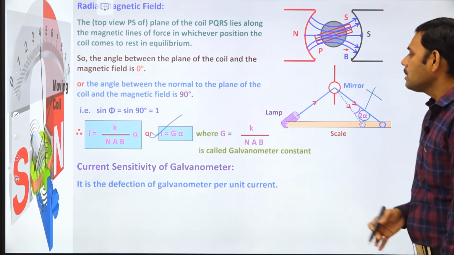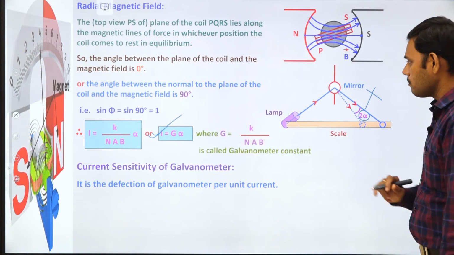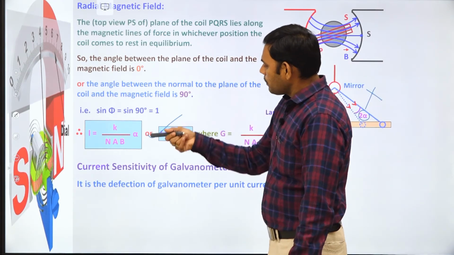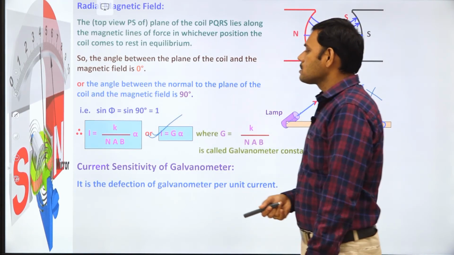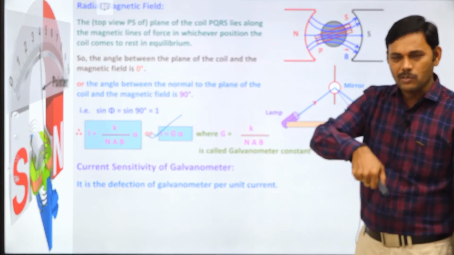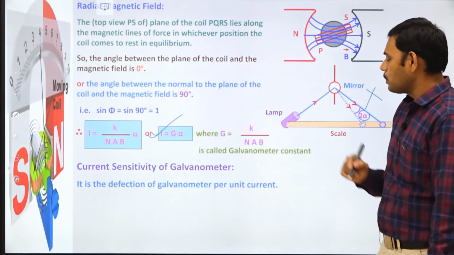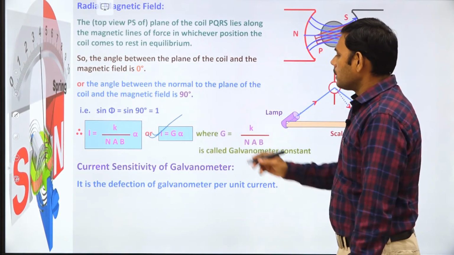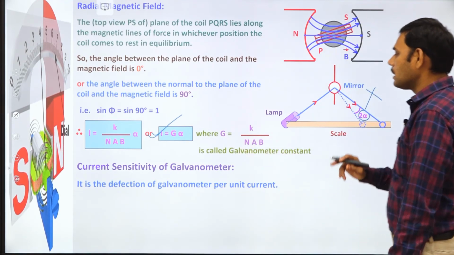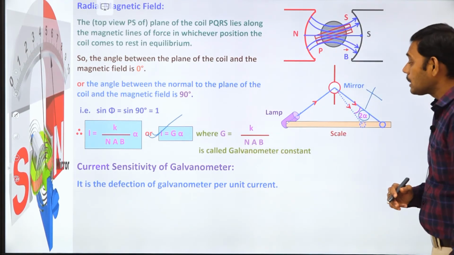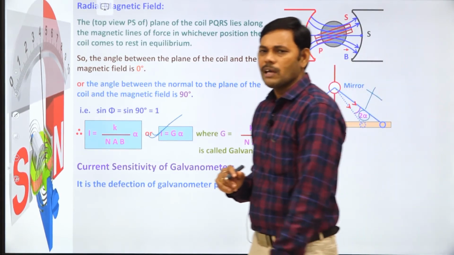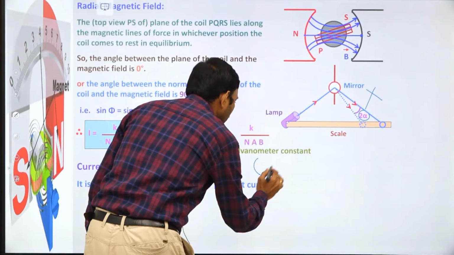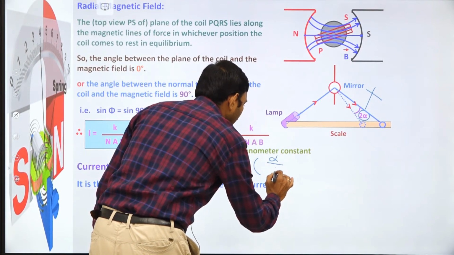Current sensitivity of galvanometer. The galvanometer is prepared using the principle of torque acting on a current carrying coil in a uniform magnetic field. Anyhow, it is finding the current I. Then current sensitivity is the deflection of the galvanometer per unit current. So it is calculated by the formula alpha divided by I.